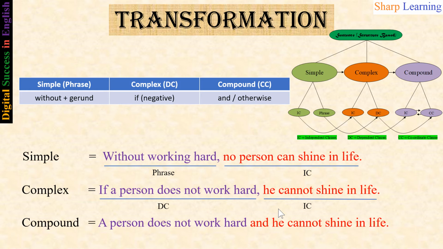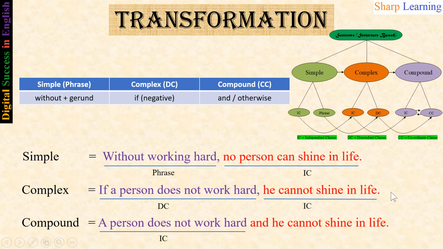In compound sentence, the DC will transfer into IC and IC will transfer into CC. See here, a person does not work hard. It has been an IC. How is it? If we omit this conjunction, that is if, it will be an IC. So IC, DC and CC, there is no basic difference. Only you can use a conjunction or not. According to the use of conjunction, it will be IC, DC or CC.